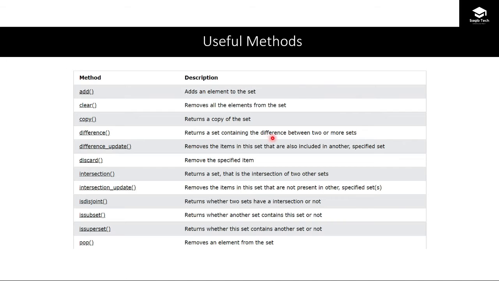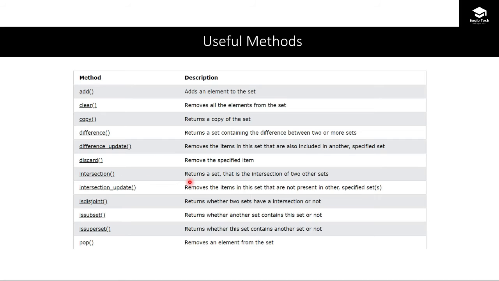The difference method returns a set containing the difference between two or more sets. Like we have done in mathematics, we want to find A minus B. For example, A is a set and B is a set. I want to find the difference of A from B. I will write a.difference(b). Then difference_update.